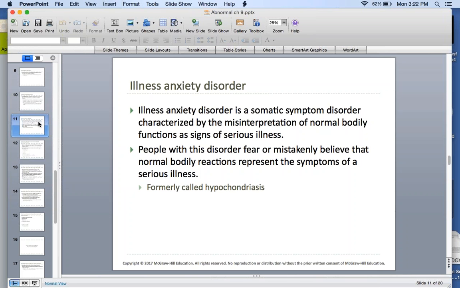Okay, people with this disorder fear or mistakenly believe that normal body reactions represent symptoms of a serious illness. Okay, so having a twinge, having this or that, probably means nothing. Now, we don't want somebody with this disorder to completely stop paying attention, because if something is wrong, we do want them to go to the doctor. But we have to teach them to stop and say, okay, is this a normal feeling or is this a problem?